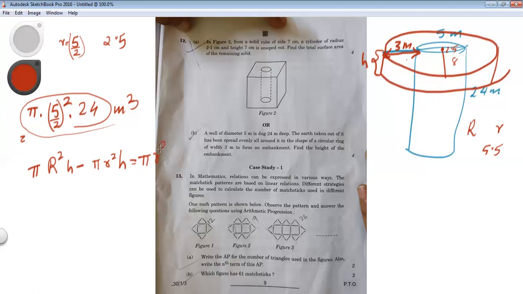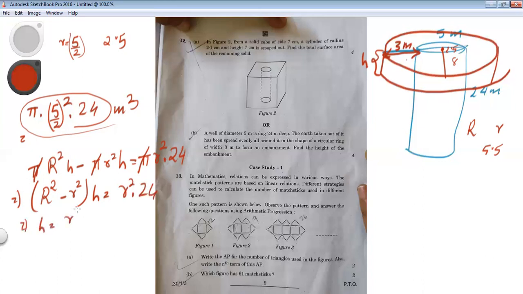r square into 24. Okay, so now you can cancel out pi throughout. So what are you going to get? You are going to get R square minus r square into h equals r square into 24, which implies h equals r square into 24 by R minus r into R plus r. Right?